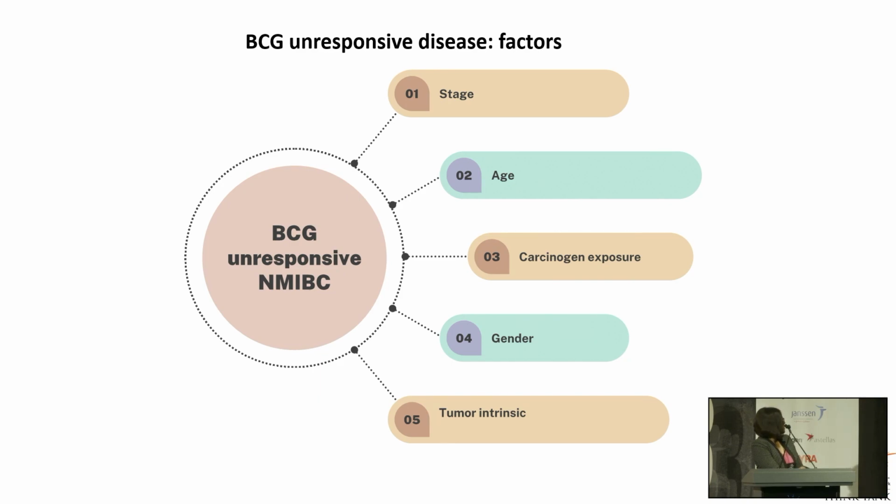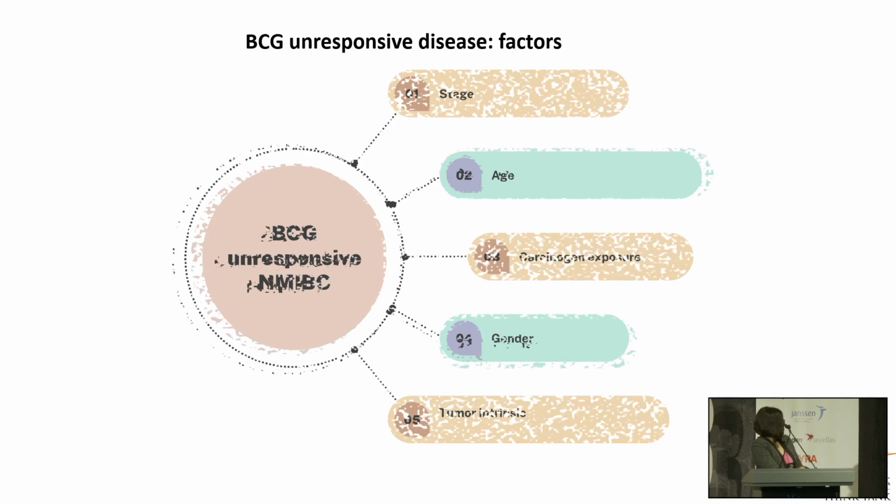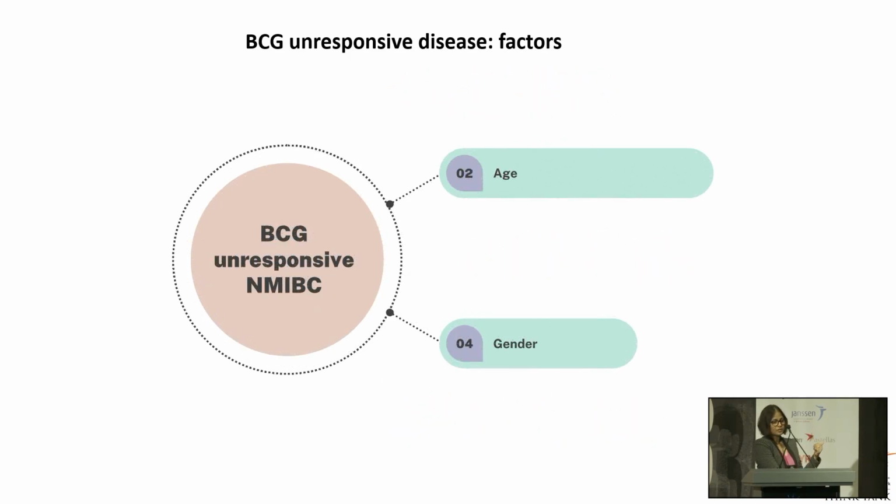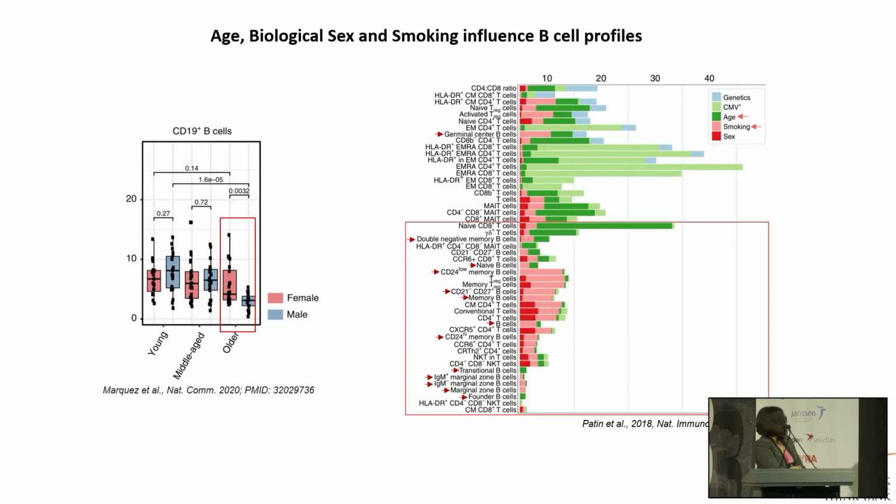So the tumor stage, obviously, and tumor intrinsic factors, but factors such as the age and patient sex or gender have not been quite well studied. And given the mucosal inflammation and given the differences between female and male immune system, we thought of considering these 2 factors in our mechanistic and in vivo modeling studies.